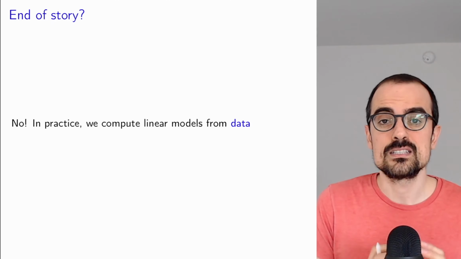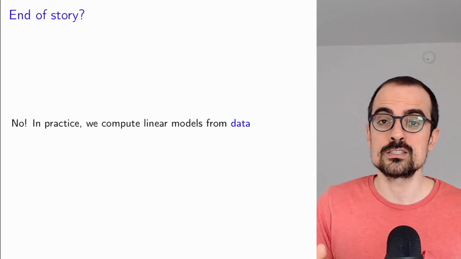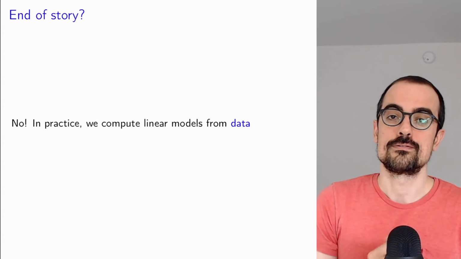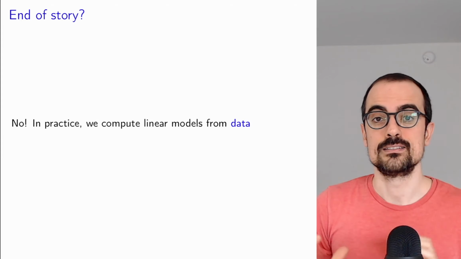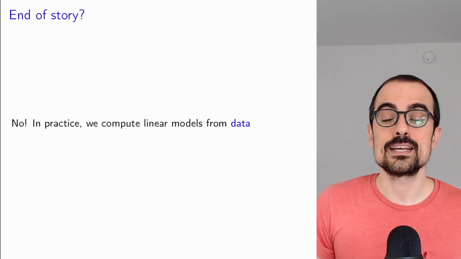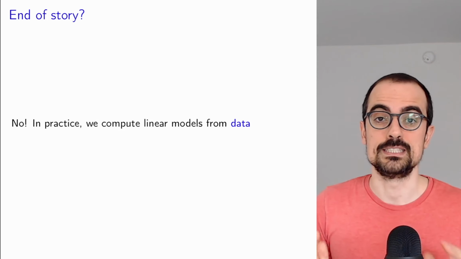Is this the end of the story? Can we call it a day and say that the linear minimum MSE estimator is just going to produce the error that we expect it to produce? No, because in practice, when we fit linear regression models, we don't have access to the full distributions of the response and the features. We don't have access to their full joint distribution. Instead, we have to compute these models from data.